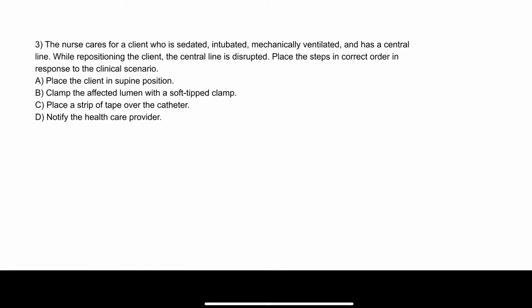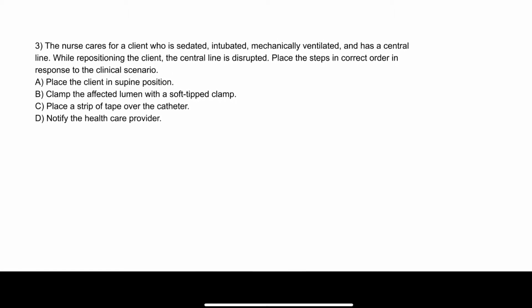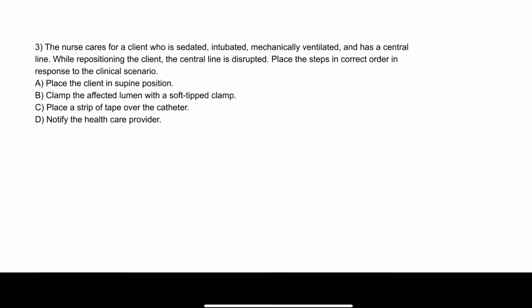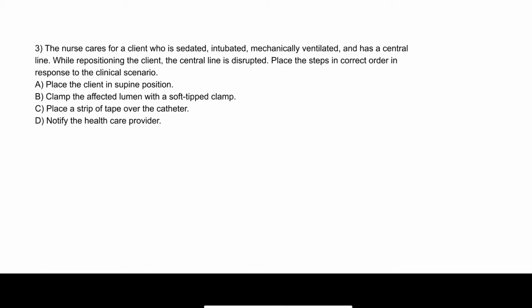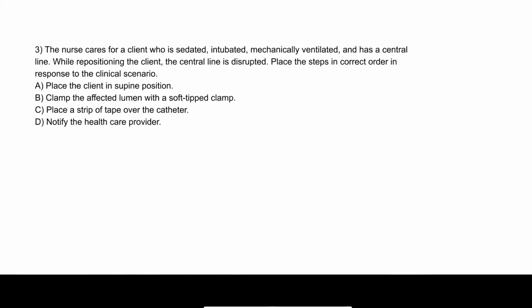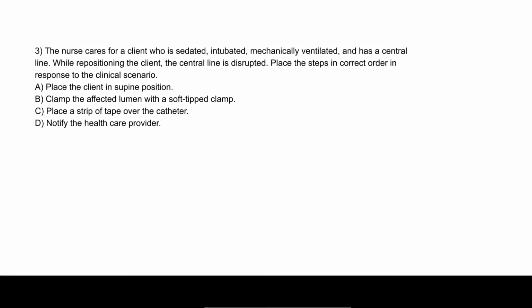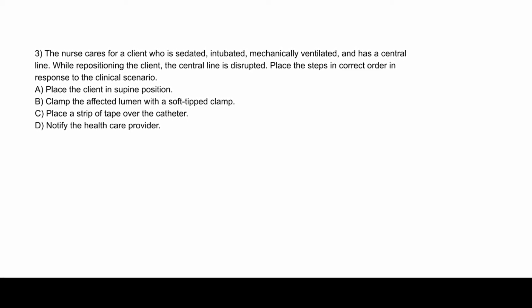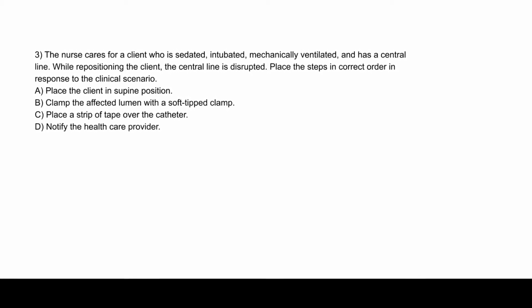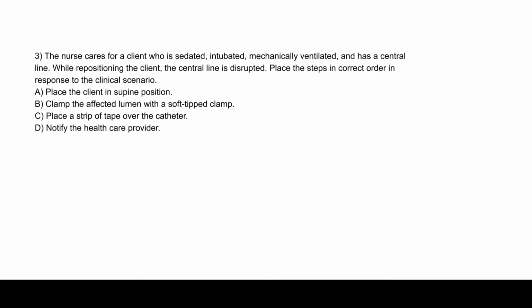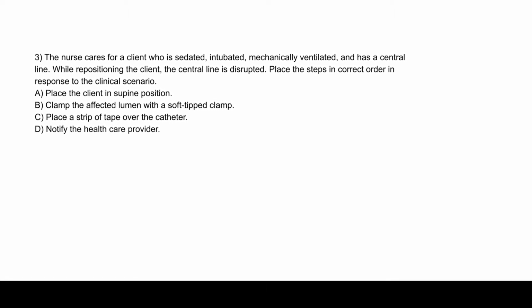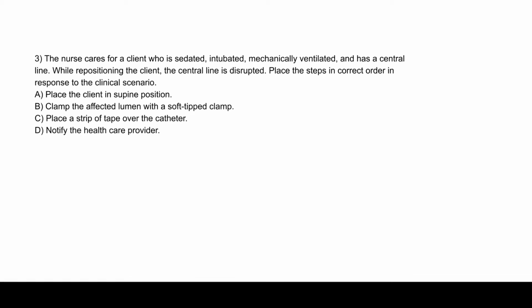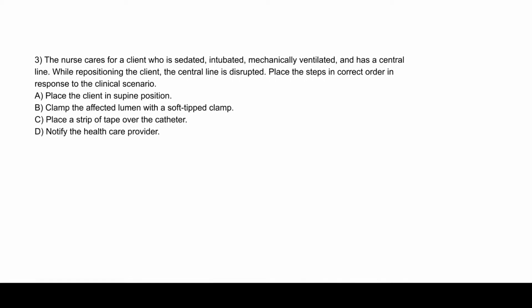3. The nurse cares for a client who is sedated, intubated, mechanically ventilated, and has a central line. While repositioning the client, the central line is disrupted. Place the steps in correct order in response to the clinical scenario. A. Place the client in supine position. B. Clamp the affected lumen with a soft-tipped clamp. C. Place a strip of tape over the catheter. D. Notify the healthcare provider.